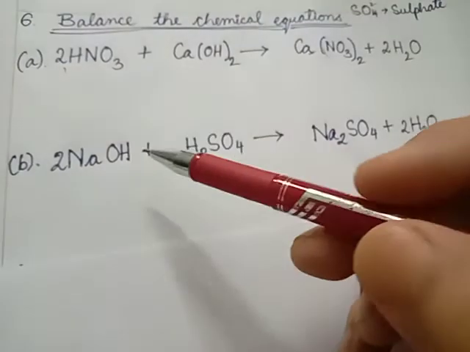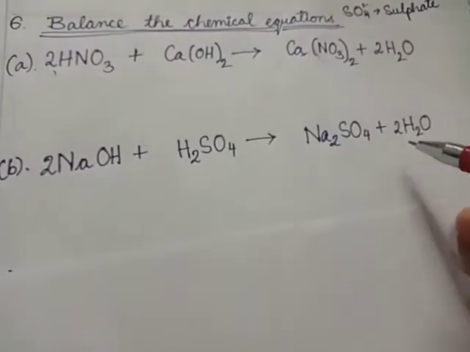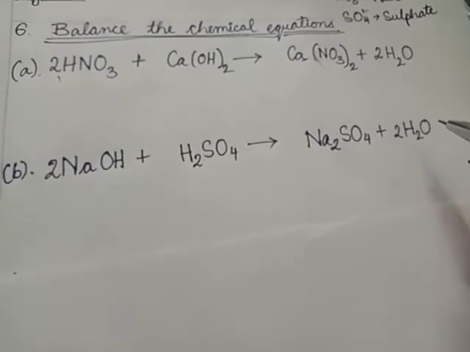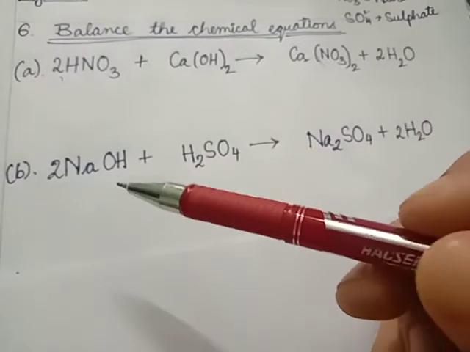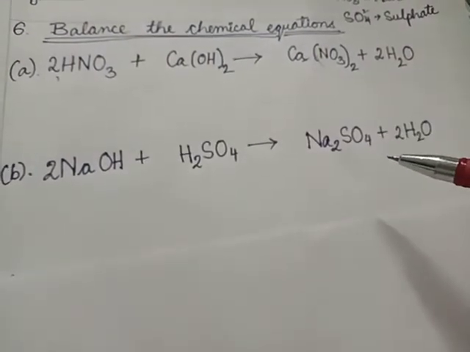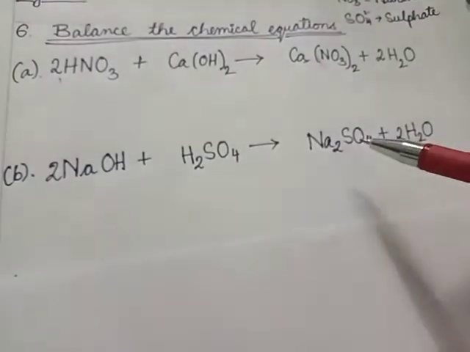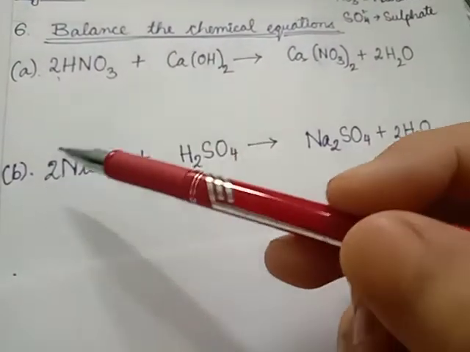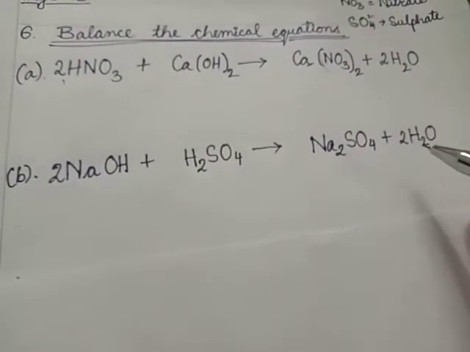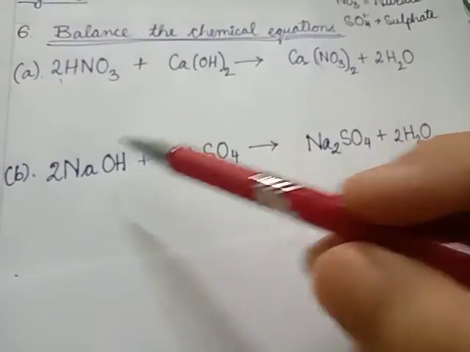Now what about oxygen atoms? See, there are 2 atoms of oxygen here, and automatically there are 2 atoms of oxygen here now. Therefore the atoms of each element on the reactant side are equal to the atoms of that element on the product side. It is now a balanced chemical equation. 2 sodium, 1 sulfate, 2 hydrogen plus 2 hydrogen, 4 hydrogen. So here 2 into 2, 4 hydrogen, 2 oxygen, and this one 2 oxygen atoms.